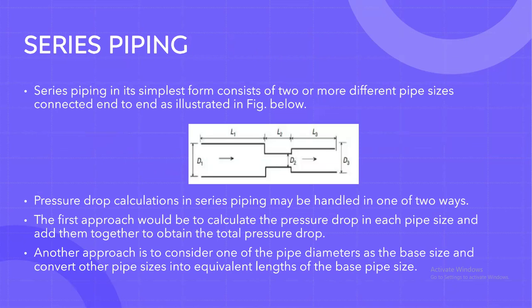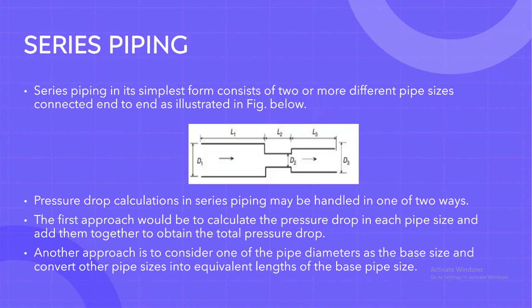Series piping in its simplest form consists of two or more different pipe sizes connected end to end, as illustrated in the figure below. As you can see, these three pipes are connected together, but they're of different sizes. Sometimes you use reducers, sometimes there are certain contractions or enlargements, or there are flanges, or they are welded together.